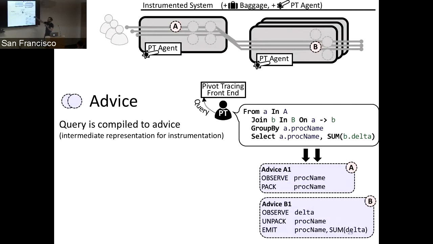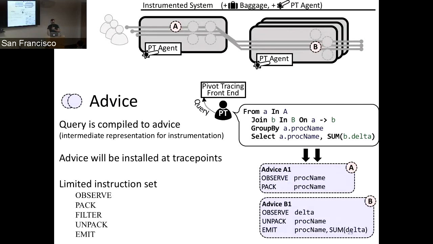So it's able to compile these sorts of little miniature programs down into advice that's sent out through the distributed system and says, well, if you find yourself doing this proc name thing in the client, you should pack proc name into the baggage. And if you find yourself observing this delta, you should unpack the proc name and you should emit this statistic. And you can do some batching and smart things like that, so it's not super expensive.